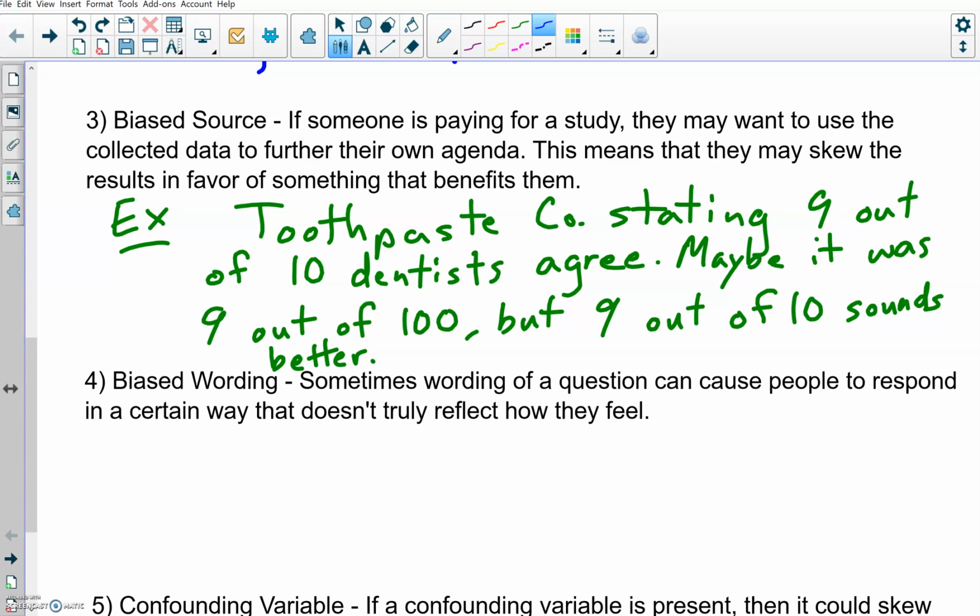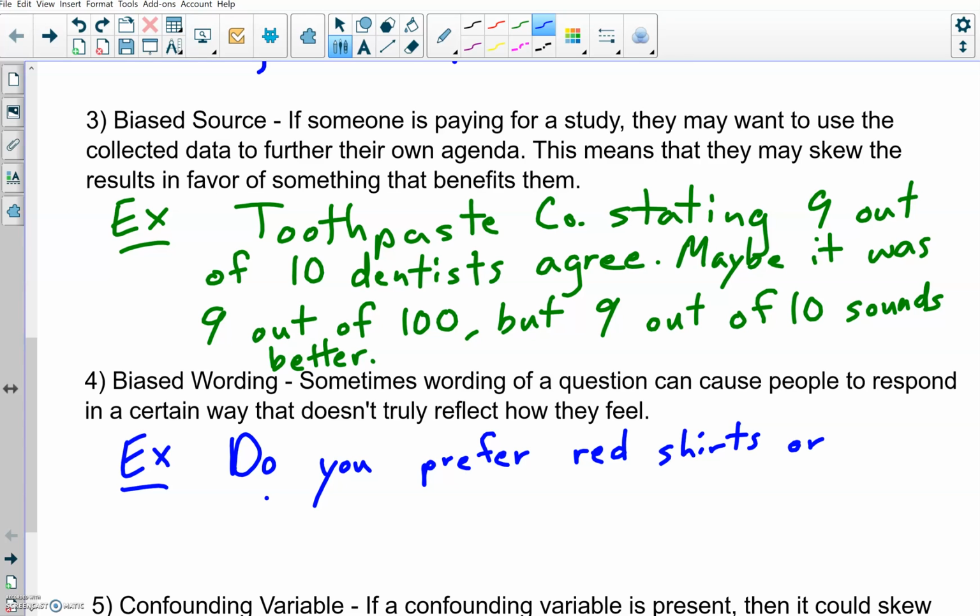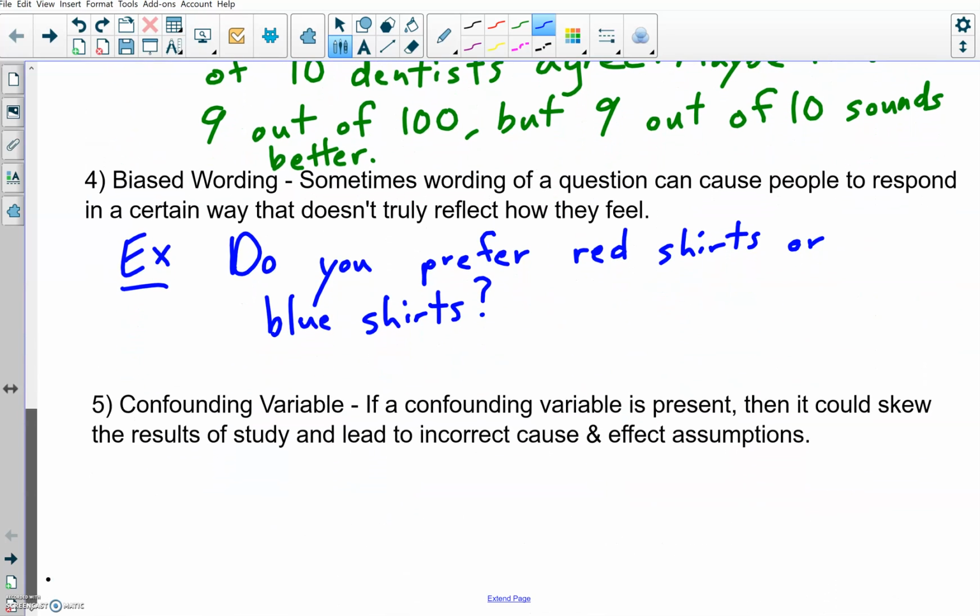Biased wording. Sometimes the wording of a question can cause people to respond in a way that doesn't truly reflect how they feel. Maybe you've seen some of these little surveys in your life. If you had a question like, do you prefer red shirts or blue shirts? Well, I don't prefer either one of those colors. But if those are the only two options, and they want you to complete this study so you get a nice discount coupon, you'll think, I guess I'll pick one, but it's probably not how you feel. So just that wording alone can make people answer in ways that aren't truthful.